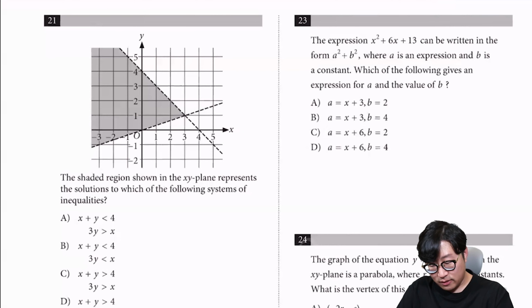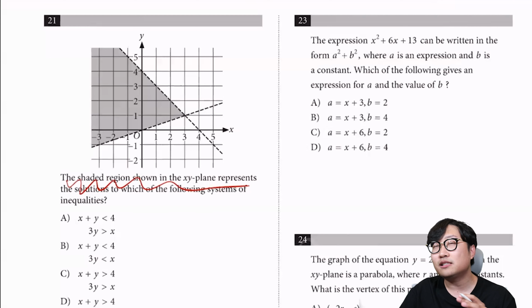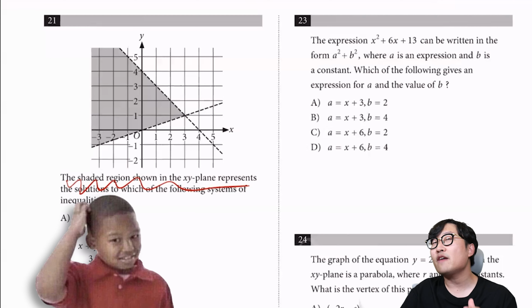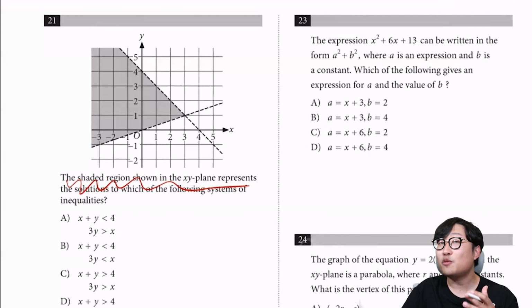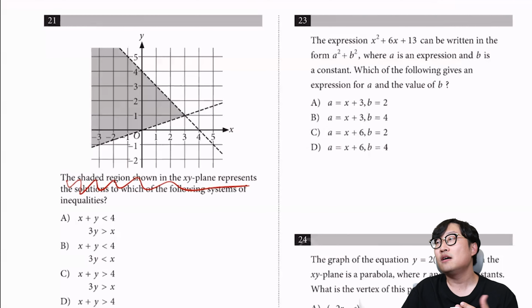21, the shaded region. So, system inequalities, right? Everybody should learn how to do this by now. But if you haven't figured it out, right now is almost your last chance to learn how to do this. Well, if you wanted to plug in, you can definitely do that. But let me just give you an idea of how to plug in for problems like this, right?